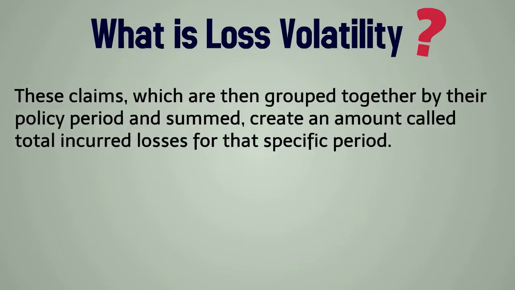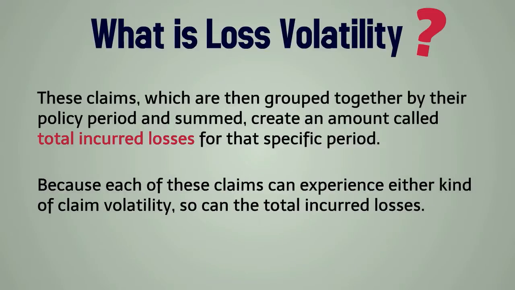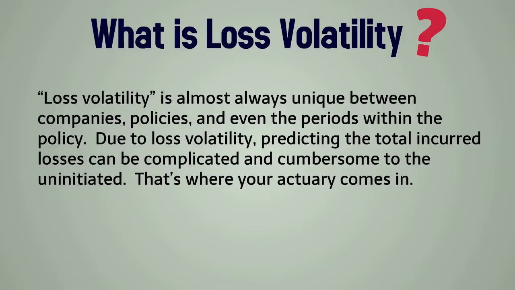So what is loss volatility? These claims, which are then grouped together by their policy period and summed, create an amount that is called the total incurred losses for that specific period. Now, because each of these claims can experience either kind of claim volatility that we mentioned earlier, so can the total incurred losses. For the purposes of this video, we'll refer to the volatility of this sum as loss volatility. Now, loss volatility is almost always unique between companies, policies, and even the periods within the policy. Due to the loss volatility, predicting the total incurred losses can be complicated and cumbersome to the uninitiated. That's where your actuary comes in handy.